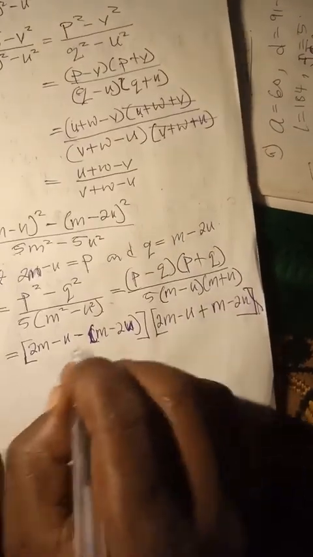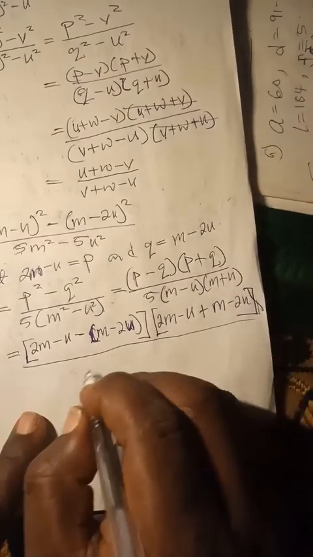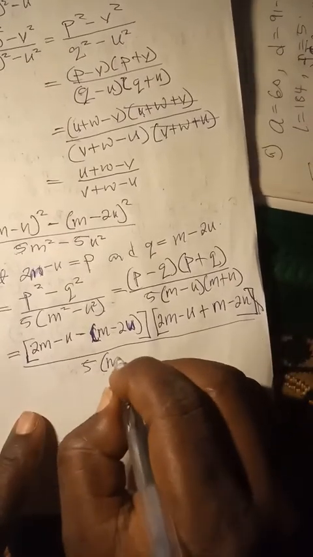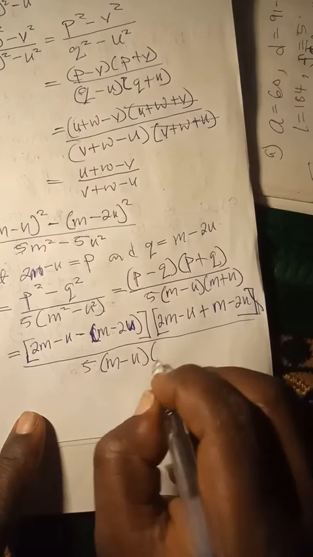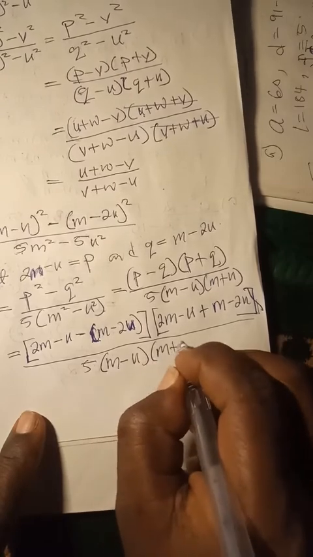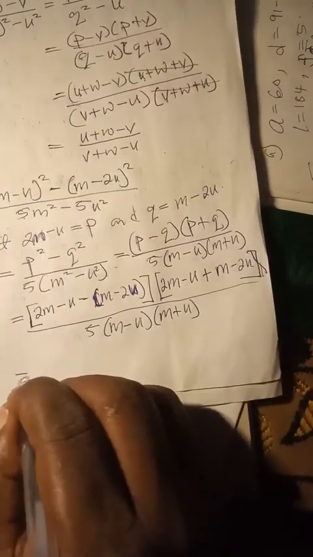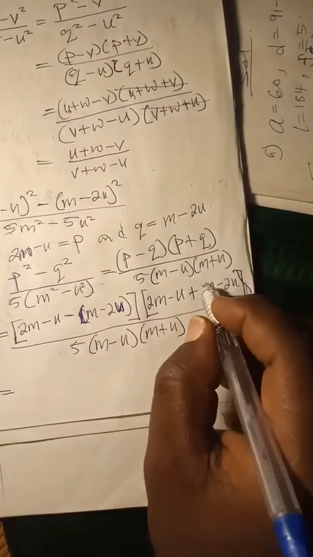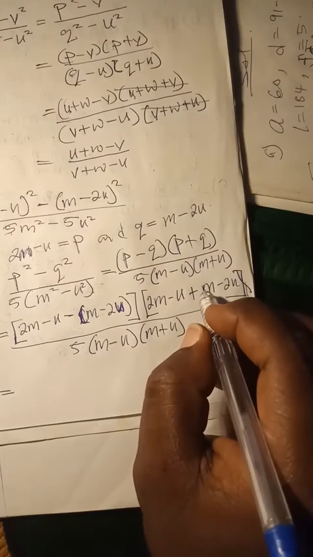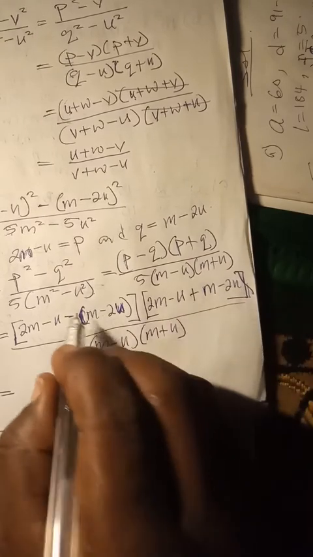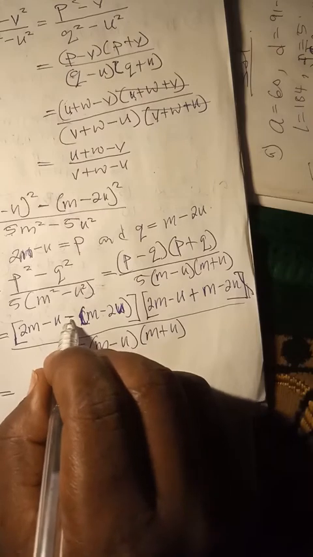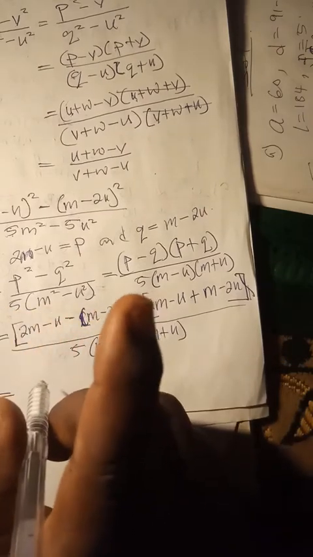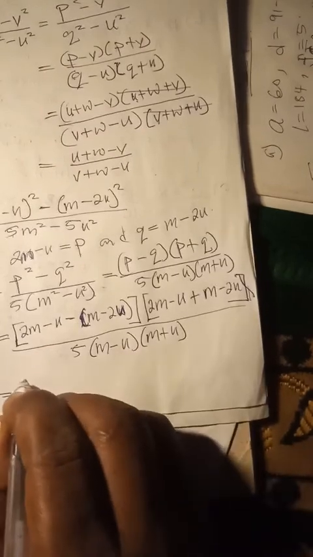See? That is it. So the next thing, the denominator. 5 bracket m minus u, m plus u. See? So what am I going to do next? Simplify what is inside the bracket. Okay, I can open up. You see, I didn't put a bracket here because it is just addition that is before the bracket. But I had to put it here because there is negative here. That is one thing you must be careful of.